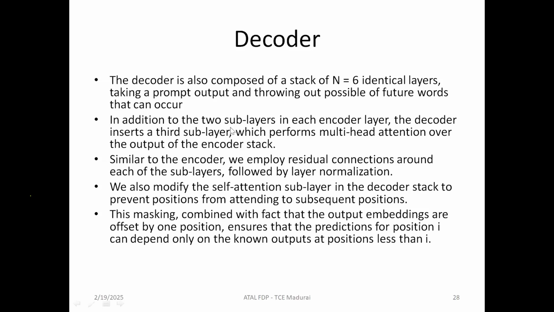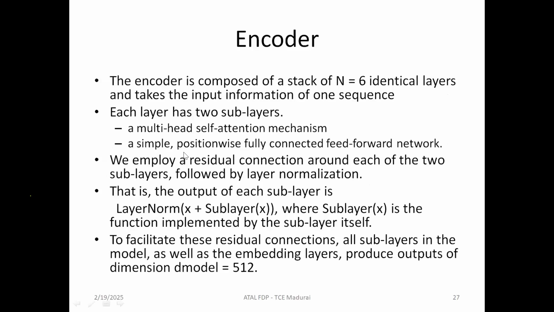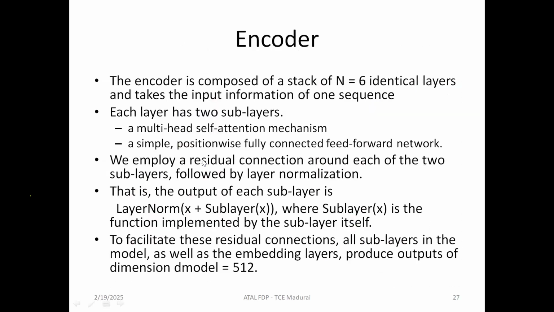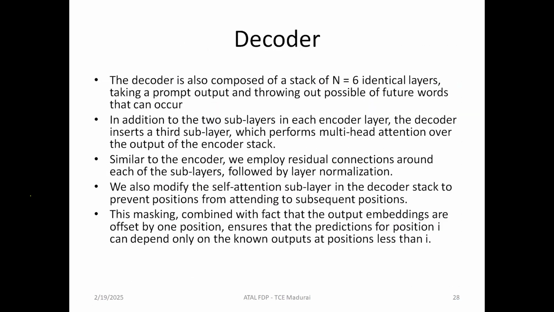In addition to the 2 sublayers in the encoder layer that I told you about, a multi-head attention and a feed forward, the decoder inserts a 3rd sublayer which performs multi-head attention over the output of the encoder stack. So this one. This input is a masked multi-head attention, which goes to one more layer in the decoder part. We will see what the job behind that is.